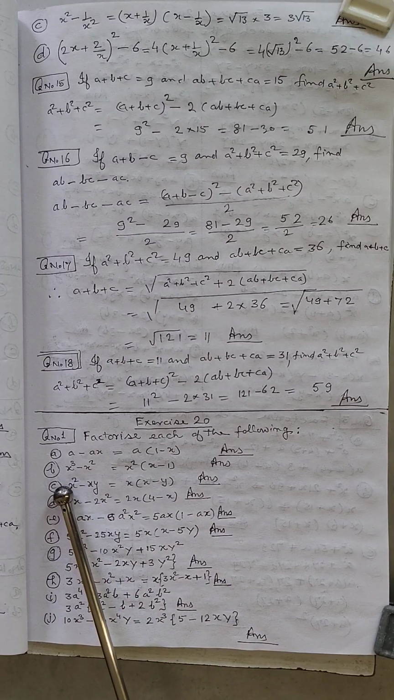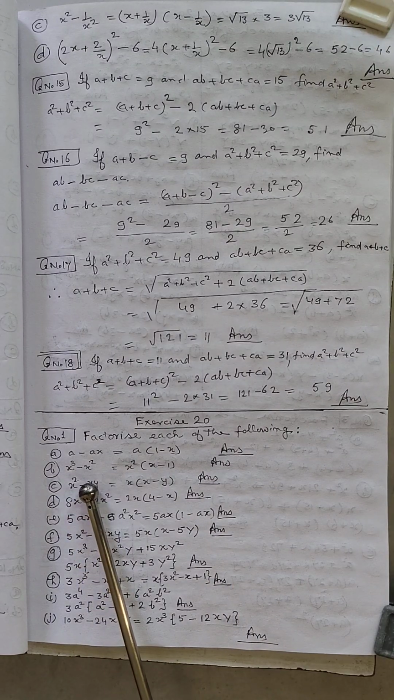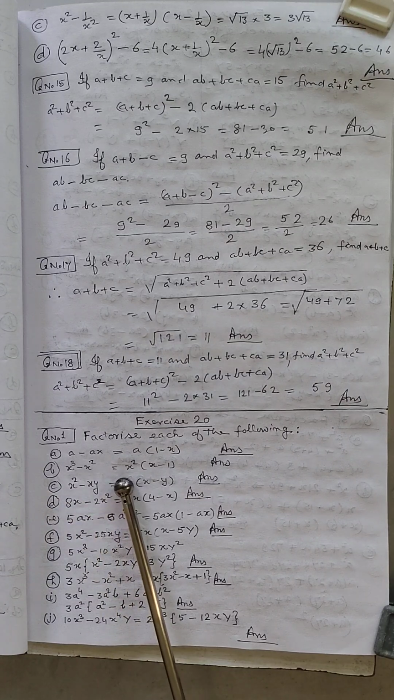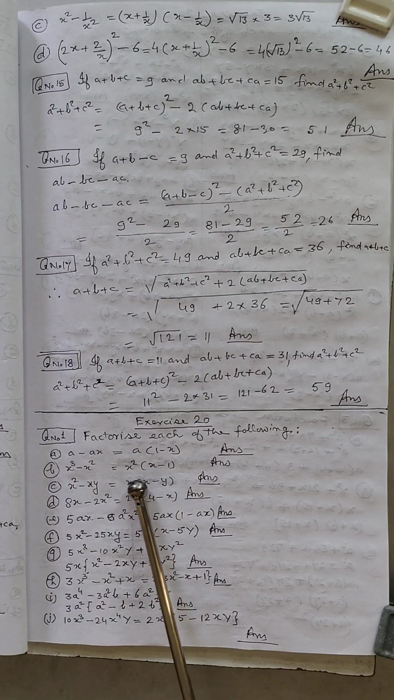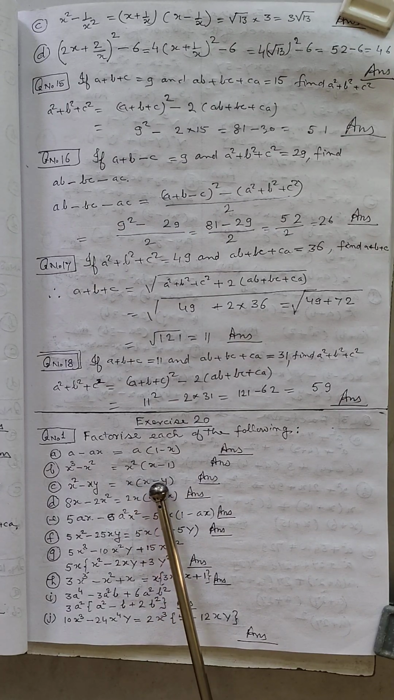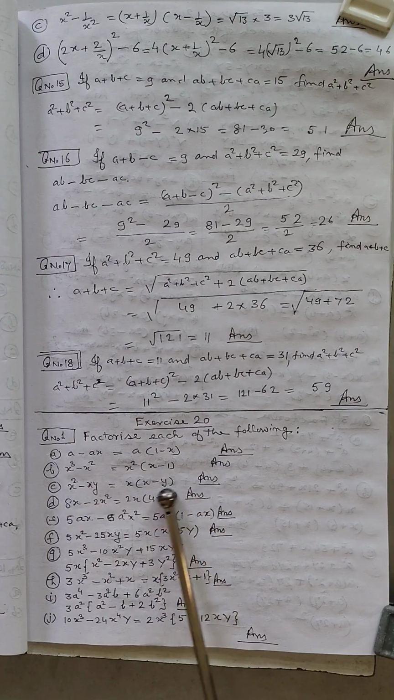Now come to the b part, that is x cubed minus x square. We can take x square from these two terms. So I have taken here x square. Inside the bracket we are getting x minus 1. So there are two factors, x square and x minus 1, and this will be the required answer.